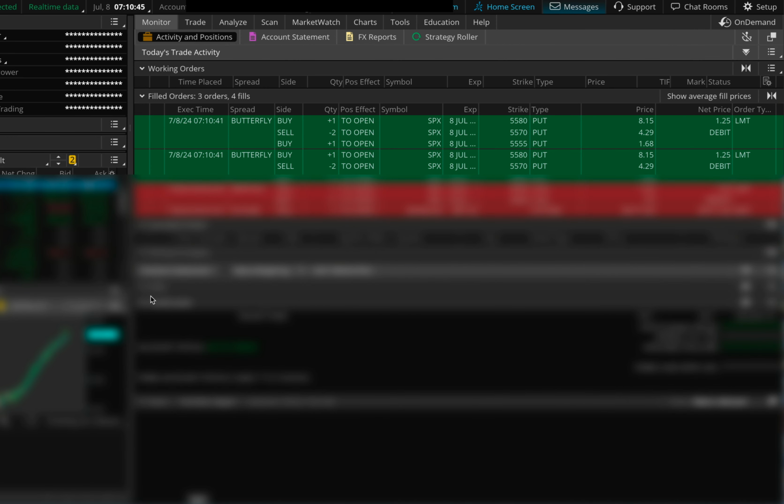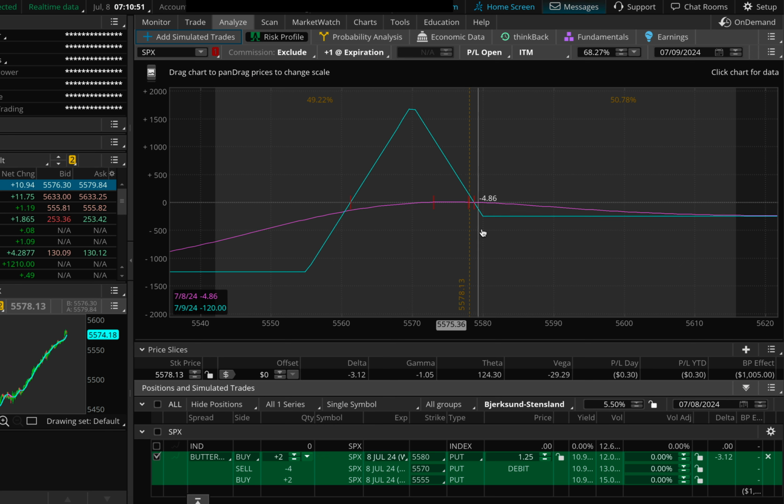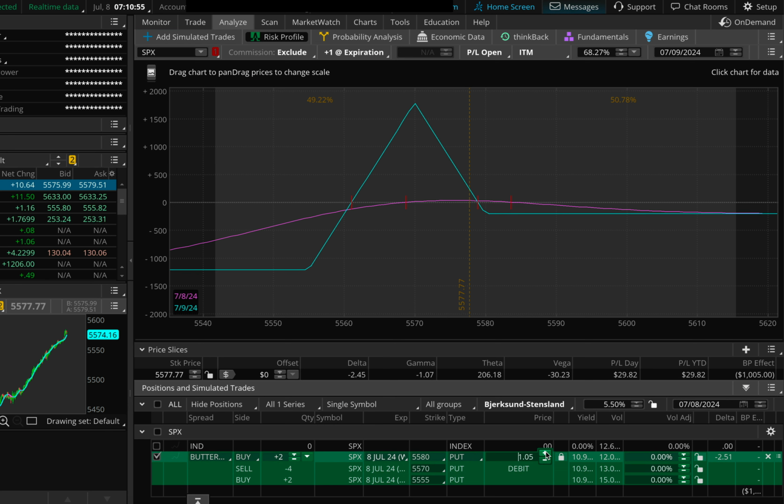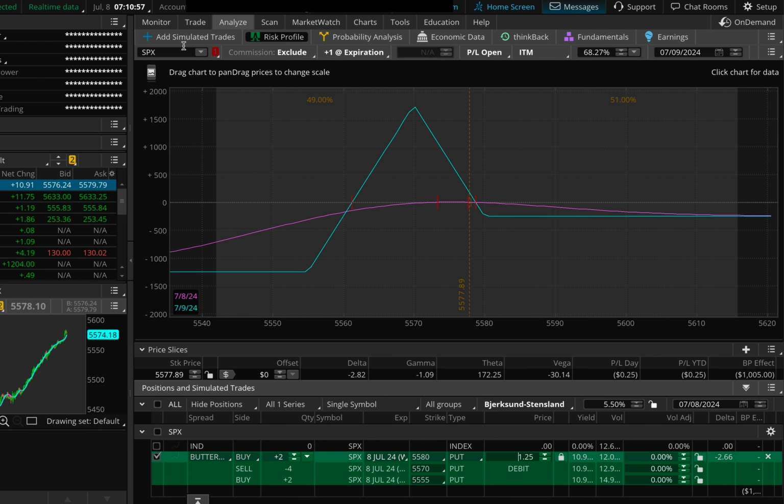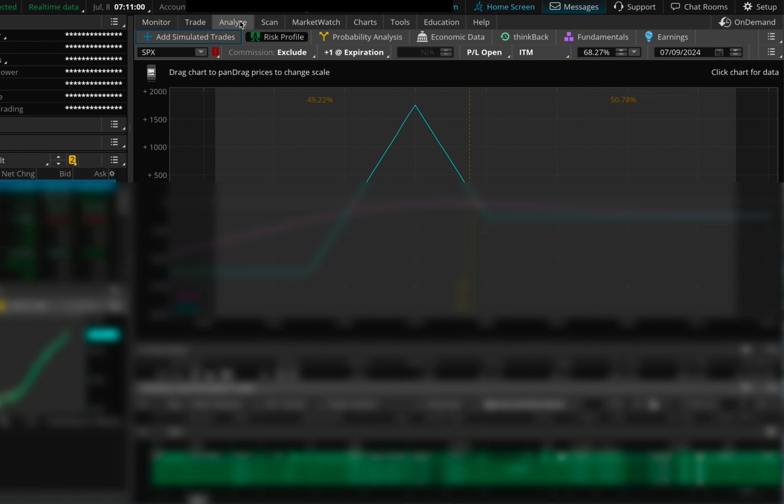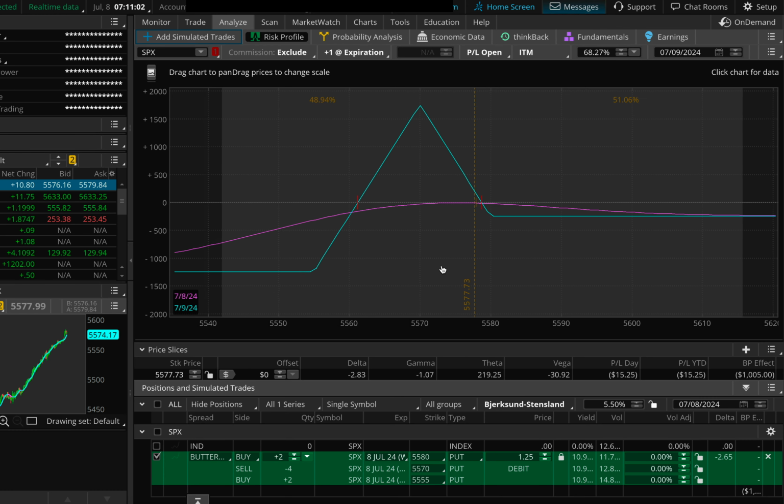Okay, so we got filled right there. We got filled at 125. I guess we are kind of skewed. So let me lock that in. Let me just double check and make sure that's right. 125, okay, so there's that trade.